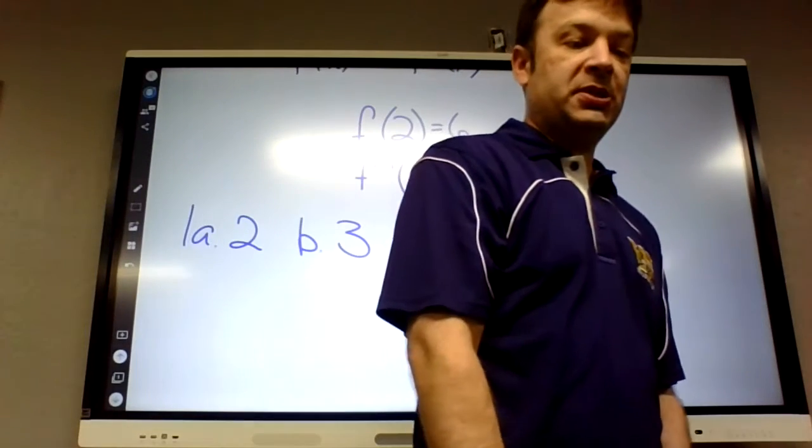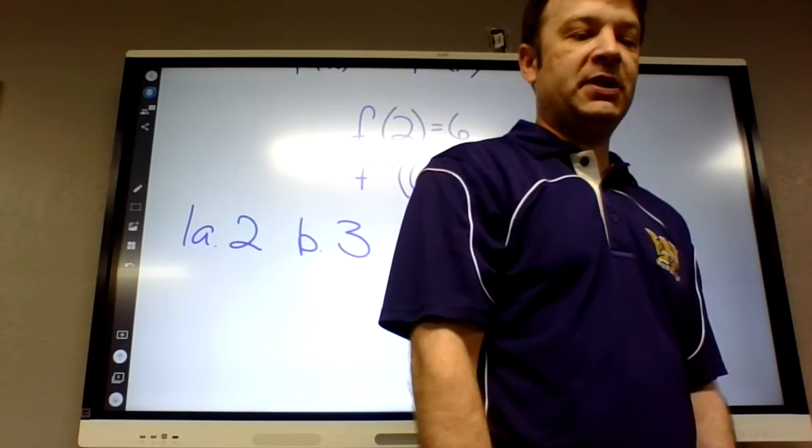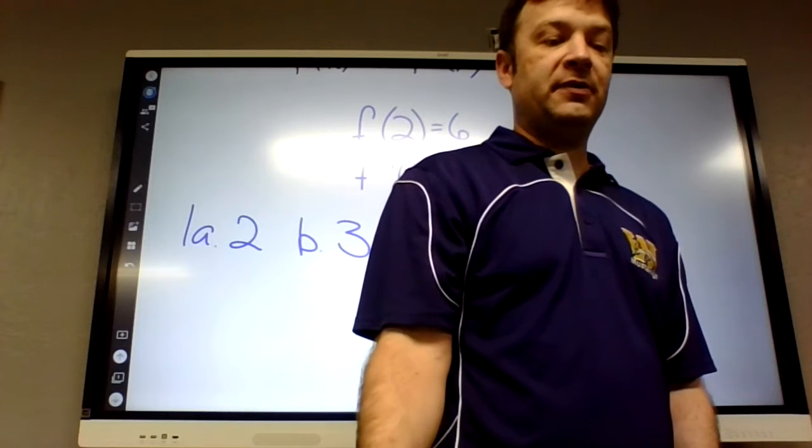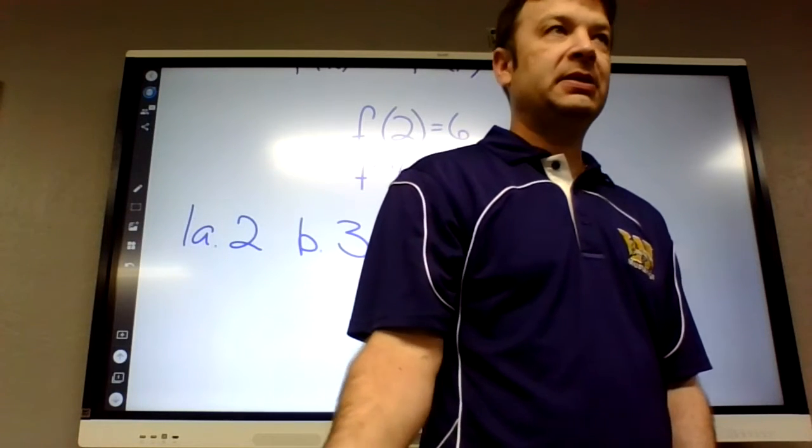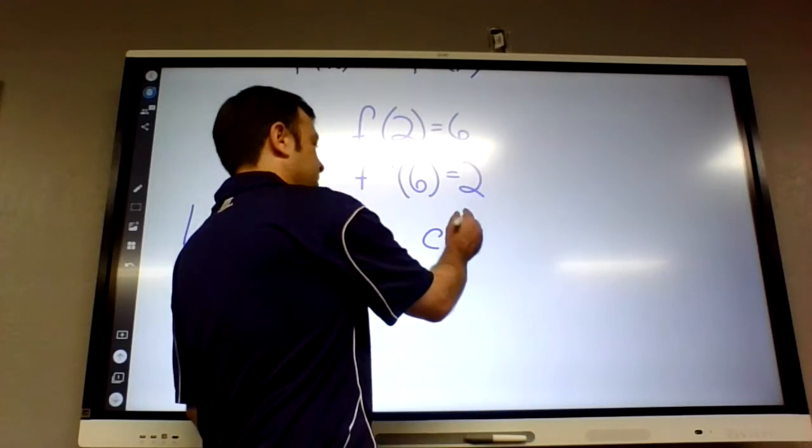C, what's f of f inverse of 7? So what's f inverse of 7? 3. And what's f of 3? 7. So they cancel each other out.